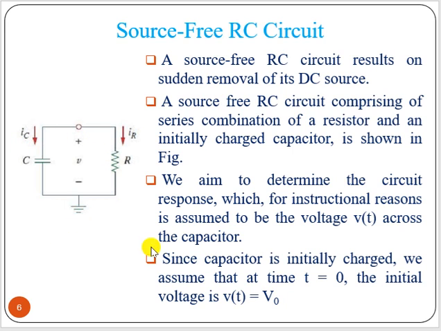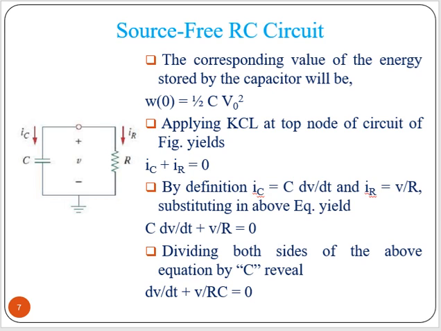Since the capacitor is initially charged, we assume that at time t equal to 0, the initial voltage is V(0) equal to V0. The corresponding value of the energy stored by the capacitor will be, as you know, W0 equal to half C V0 squared. Now if we apply KCL at the top node here, we see IC plus IR equal to 0. By definition IC is C dV/dt, and IR is nothing but V by R.